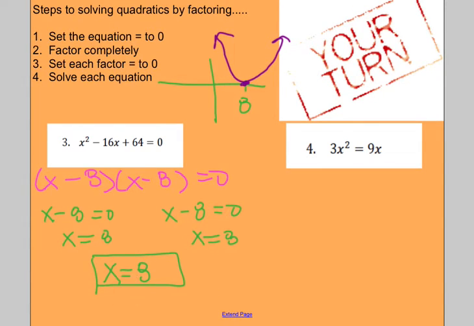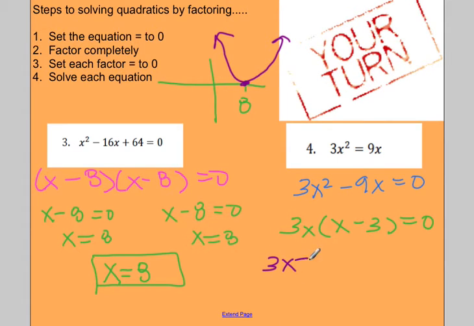All right, example 4. First step, get it equal to 0. I always like to keep the x squared positive, so I have 3x squared. Move this over, I'd have to subtract. Minus 9x equals 0. Factor completely. Look for a GCF. I can divide both of them by 3 and x. So my GCF is 3x. So I'm left with x minus 3 equals 0. Step 3, set each factor equal to 0.